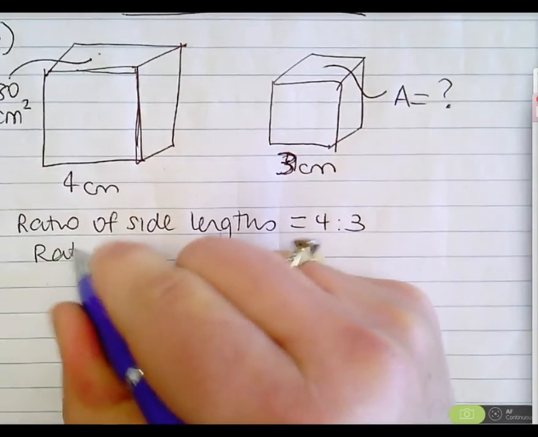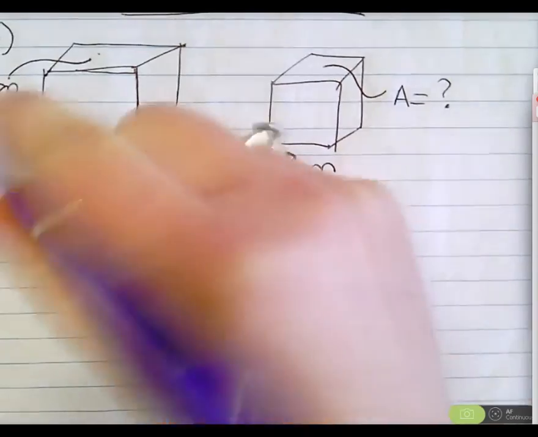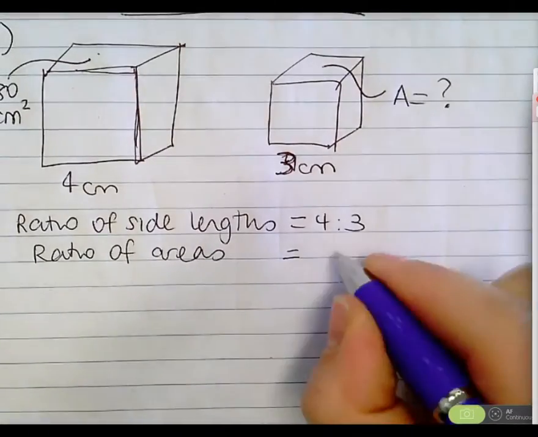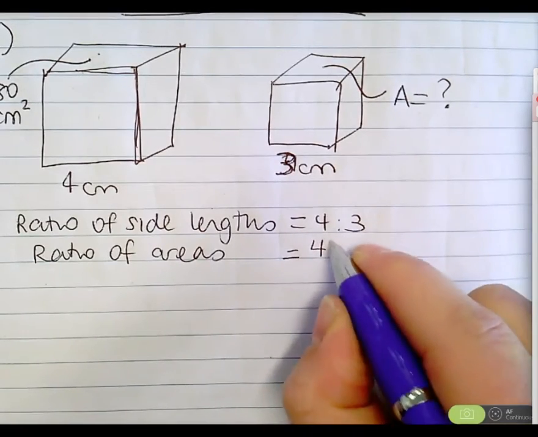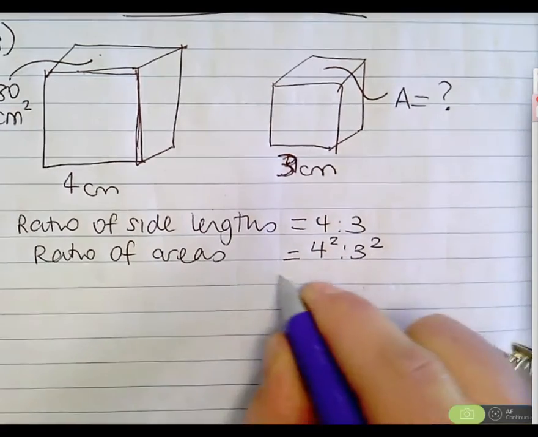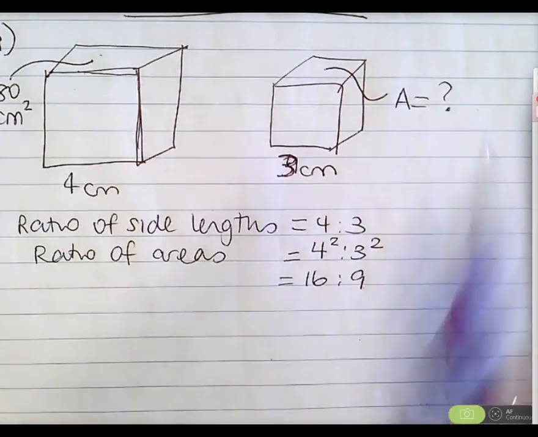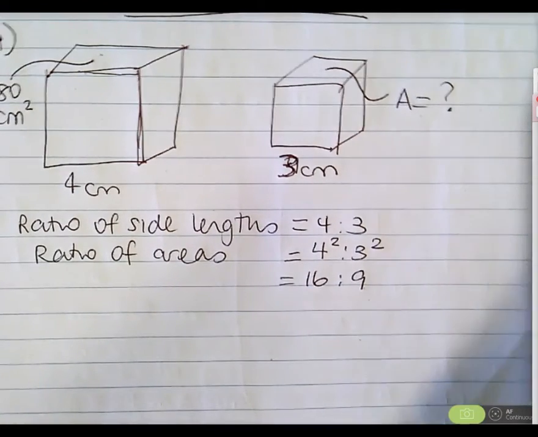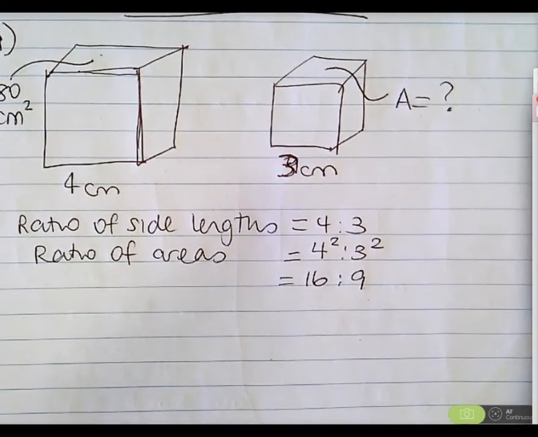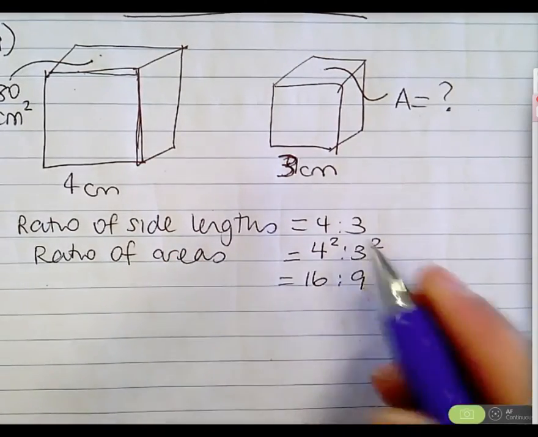Therefore, the ratio of surface areas or even just areas, it doesn't matter because they've just done the top face, which is just an area. So what would be the ratio of the areas? 4 what? 4 squared to 3 squared. 16 is to 9. So we want that one. Well, it doesn't matter. It's the same. They just want the area of the top face. So I'm calling it areas. It doesn't matter.